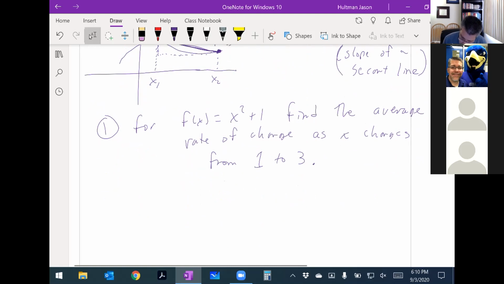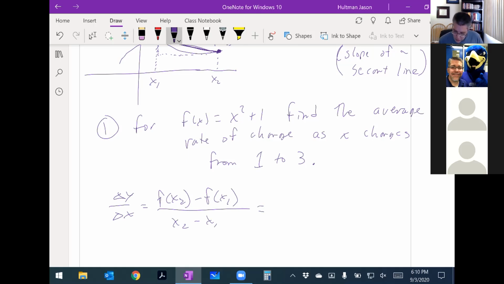Let's see what's happening here. Let's find f of x2 minus f of x1 all over x2 minus x1. This is delta y over delta x, the average rate of change. Well, what's x1 and x2 in this case? x1 is 1 and x2 is 3, right? So this would be f of 3 minus f of 1 all over 3 minus 1.